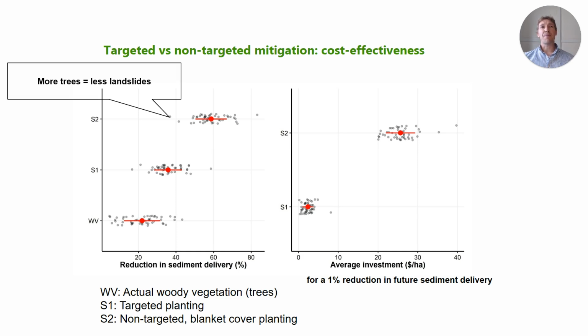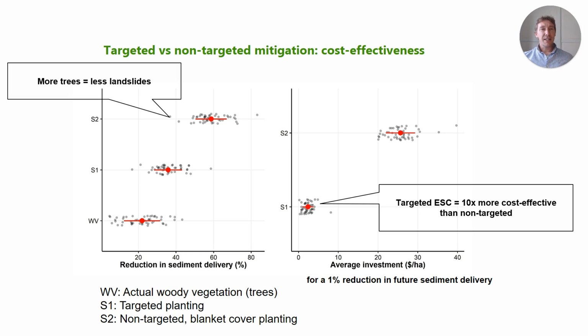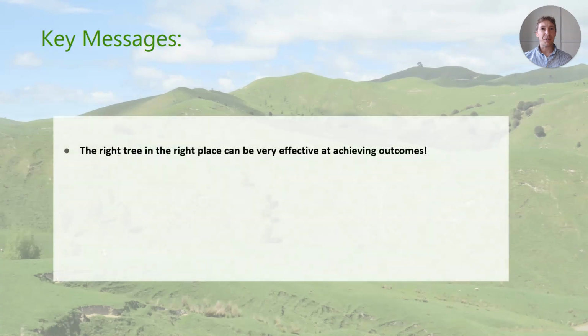Now you can multiply that by 33% to see what the maximum reduction achievable is. We know the maximum on average is 33%, and so multiplying that cost by 33 to get a 33% reduction would amount to a $96,000 cost for a targeted approach and $865,000 to achieve the same result of 33% reduction in sediment delivery but using a non-targeted approach. So targeted sediment control is 10 times more effective than a non-targeted approach.